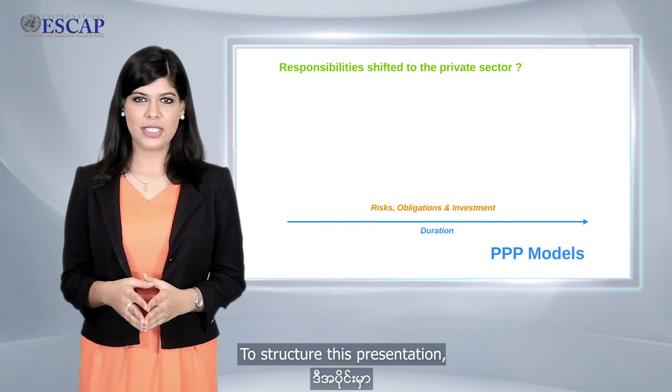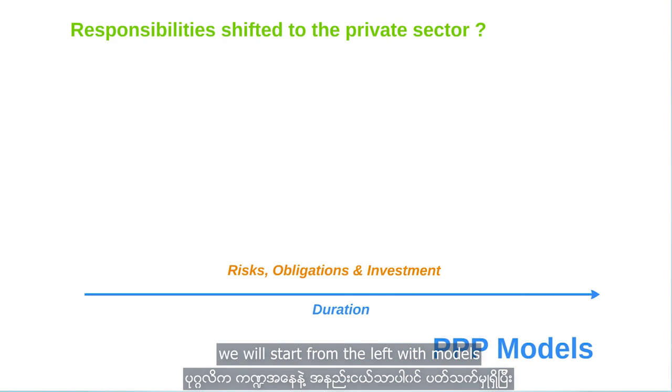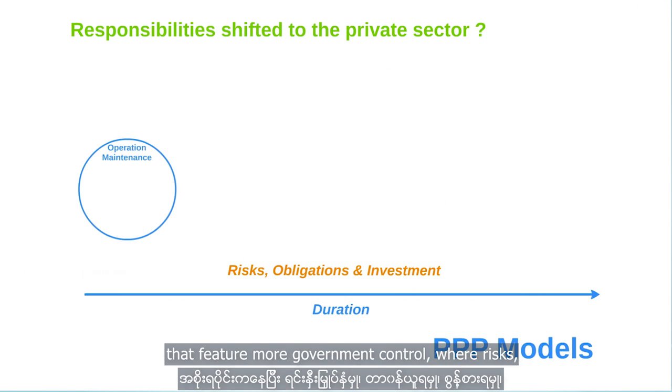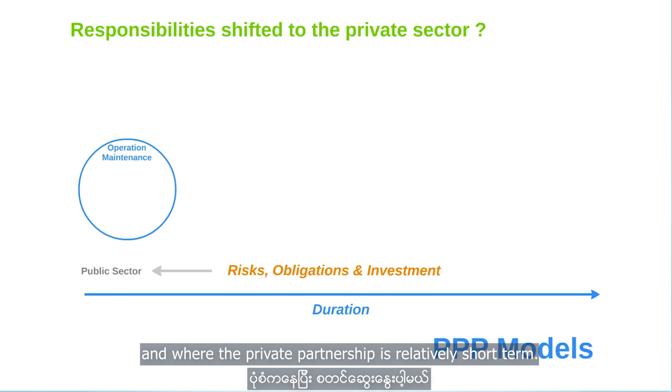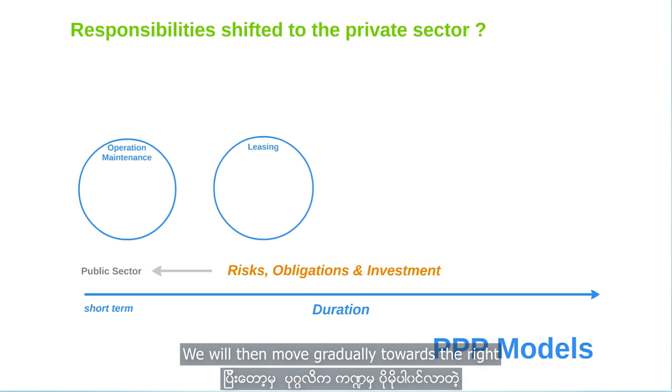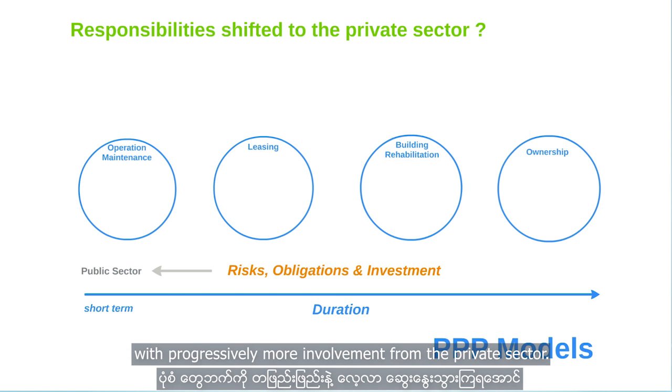To structure this presentation, we will start from the left with models that feature more government control, where risks, obligations, and investment are mainly borne by the public sector, and where the private partnership is relatively short-term. We will then move gradually towards the right with progressively more involvement from the private sector.